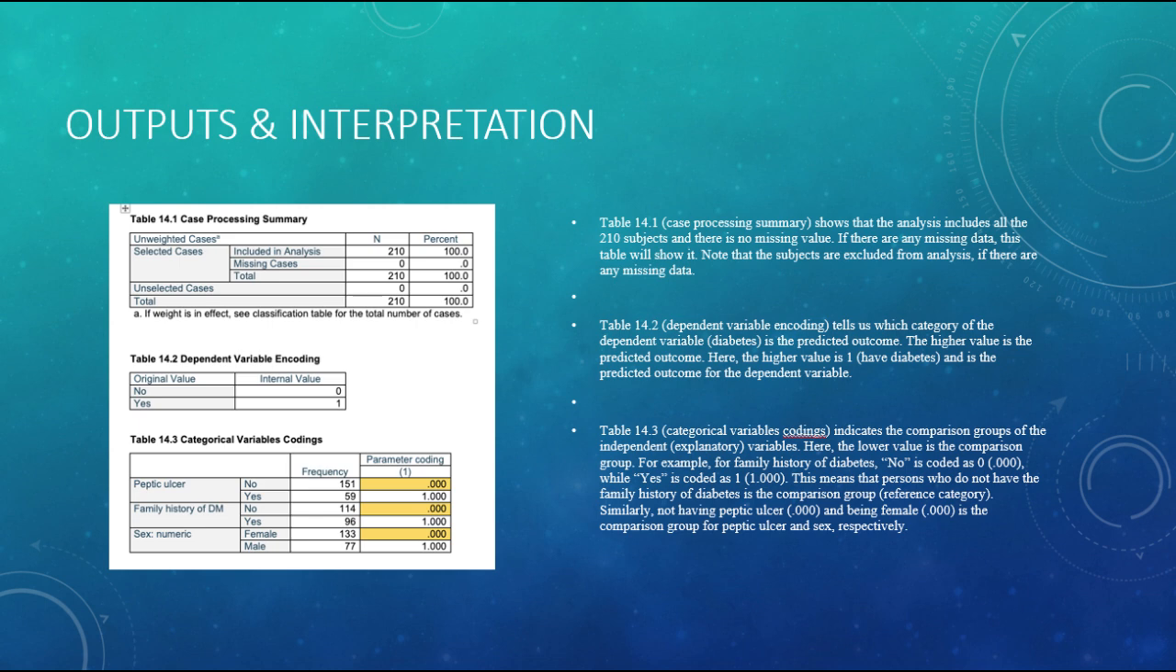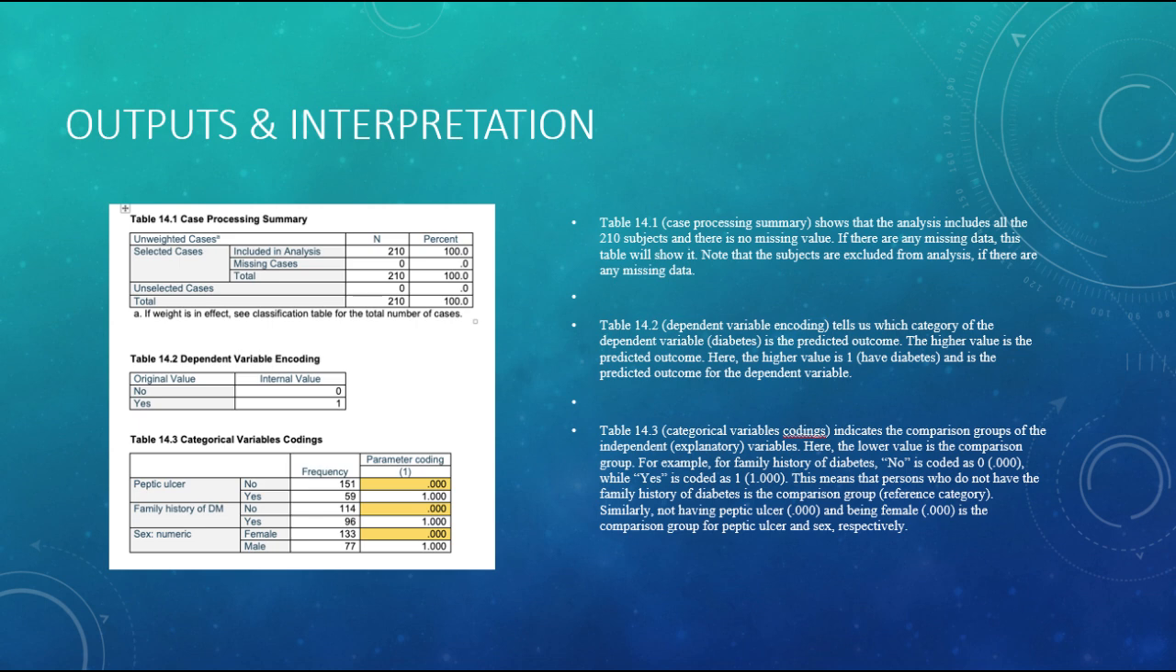Table 14.2, Dependent Variable Encoding, tells us which category of the dependent variable, diabetes, is the predicted outcome. The higher value is the predicted outcome. Here, the higher value is 1, have diabetes, and is the predicted outcome for the dependent variable.